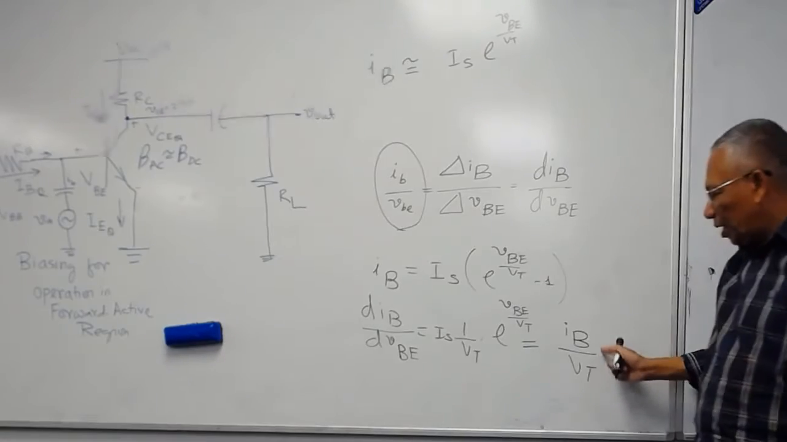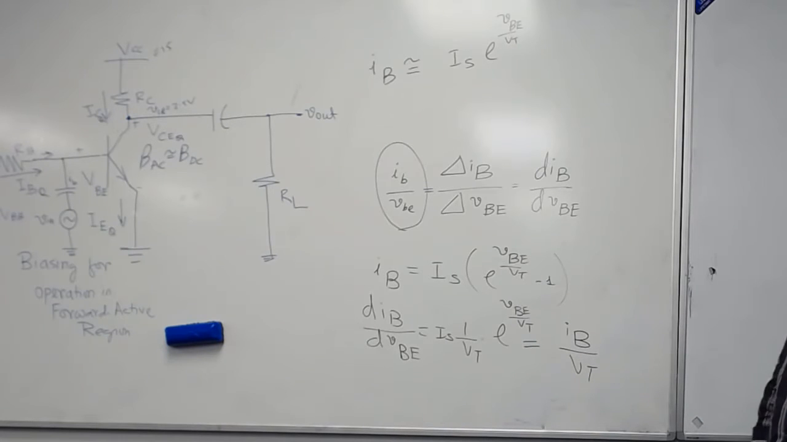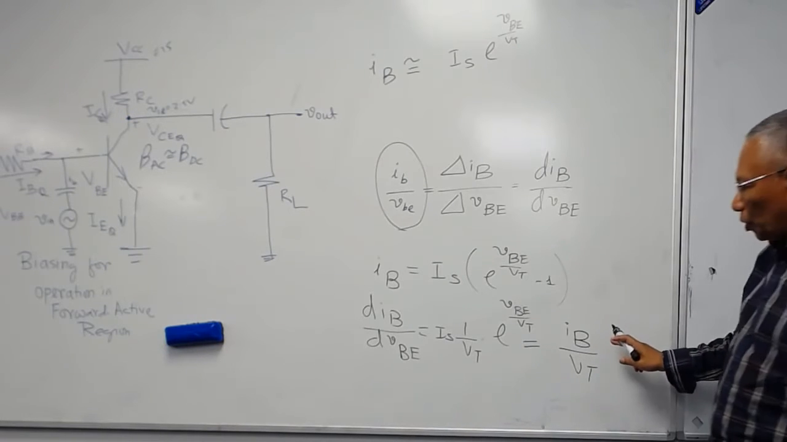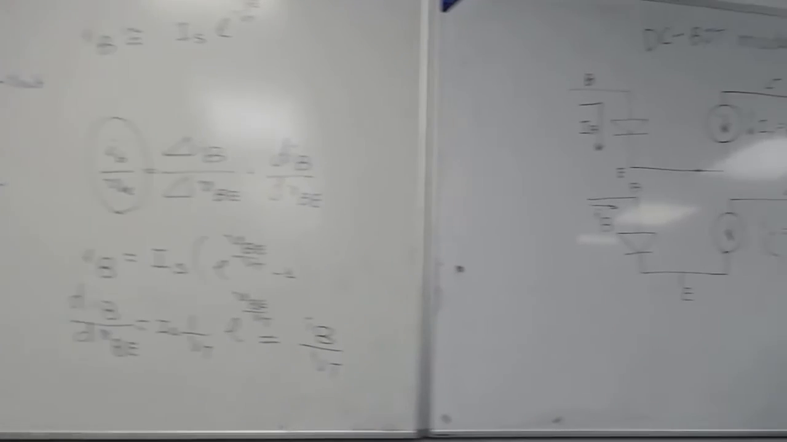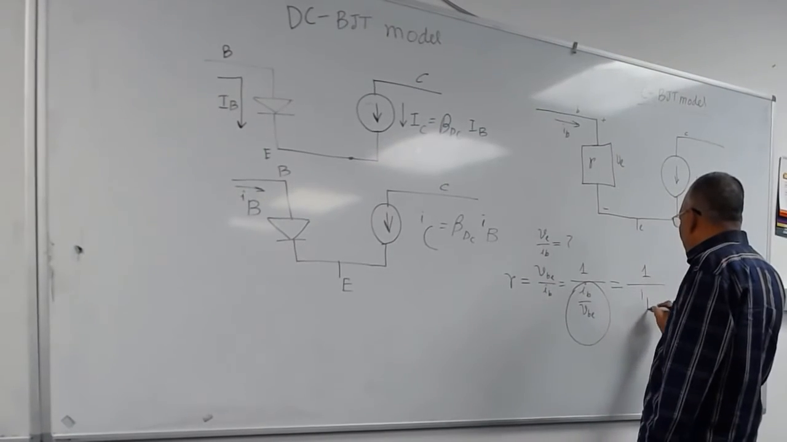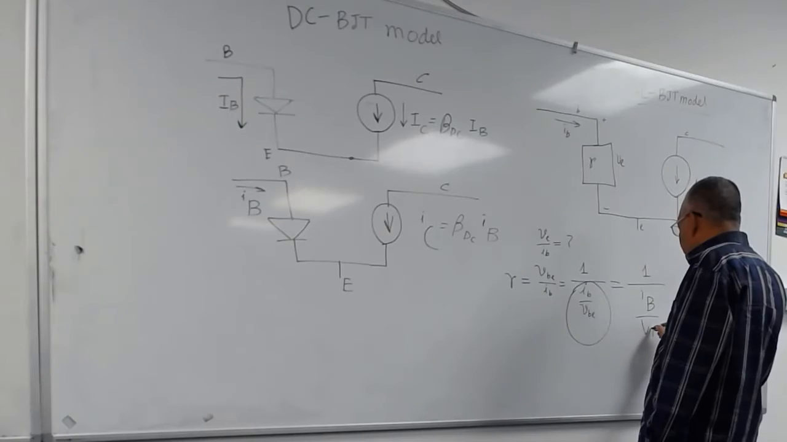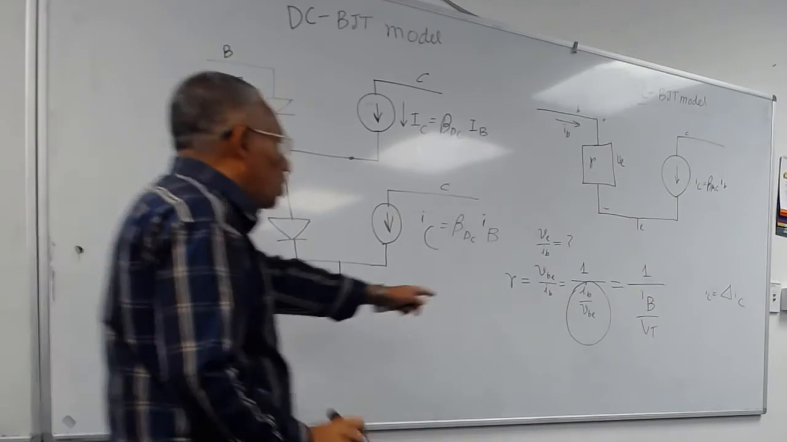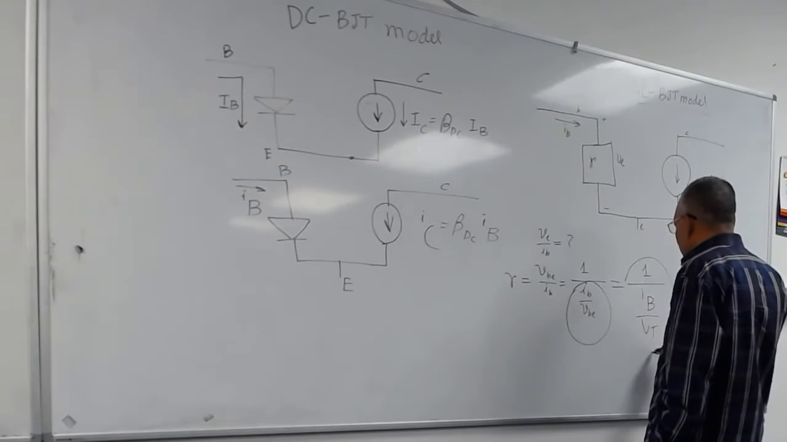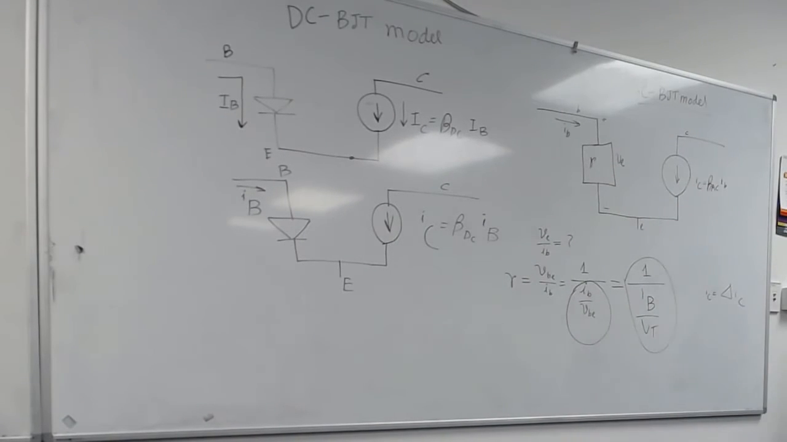Then we put this IB here and VT here. So that is your dIB by dVBE. Take your IB and VT and put it here now. So this is equal to 1 divided by small I big B by VT. Just take this thing and put it here. Okay, you with me, Ishka? You can follow?